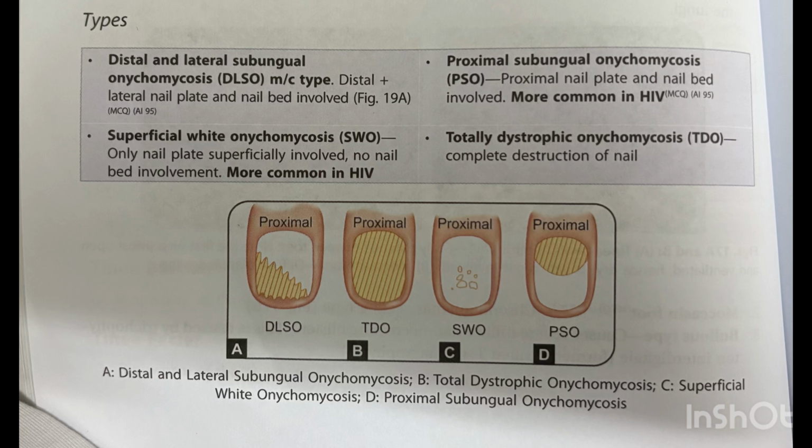Superficial white onychomycosis, only nail plate superficially involved, no nail bed involvement, most common in HIV patients. Proximal subungual onychomycosis, proximal nail plate and nail bed are involved. This is also most common in HIV patients. Totally dystrophic onychomycosis, complete destruction of the nail.